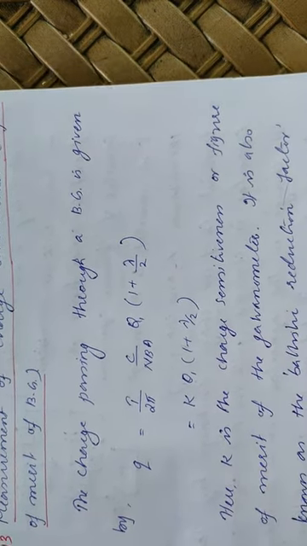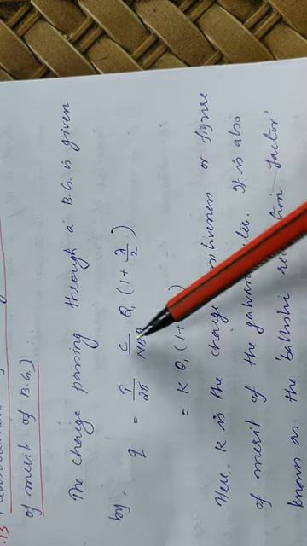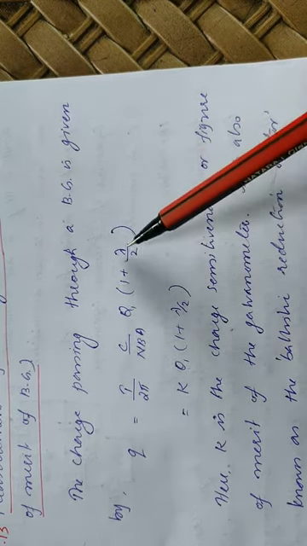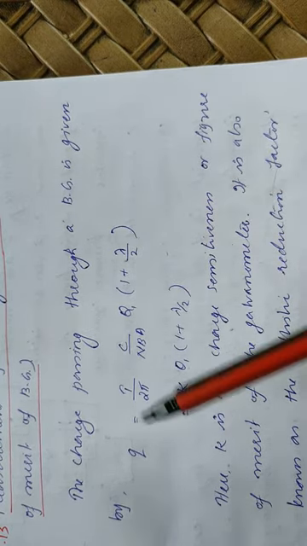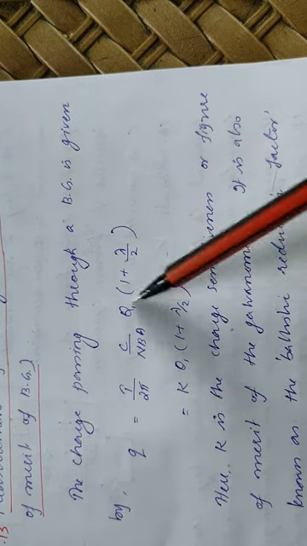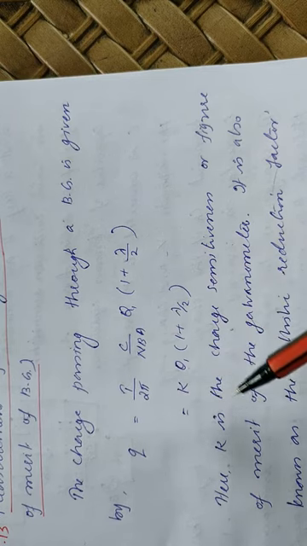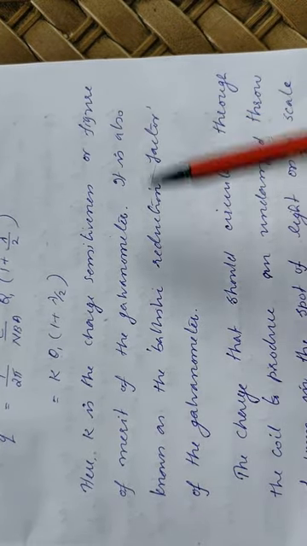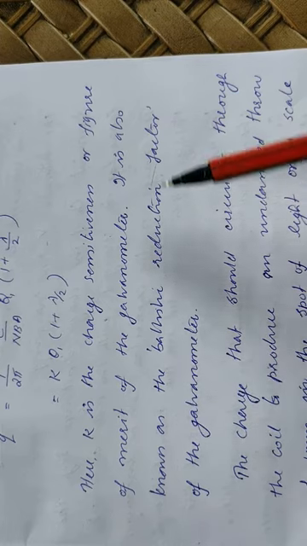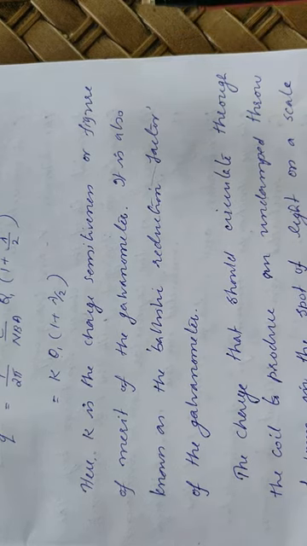The charge passing through a BG is given by Q is equal to T by 2 pi, C by NBA, into theta 1, into 1 plus lambda by 2. We know this equation, we have already discussed it in the theory of BG. So these terms together can be noted as K, which is the charge sensitiveness or figure of merit of the galvanometer, which is a constant. It is also known as the ballistic reduction factor of the galvanometer.